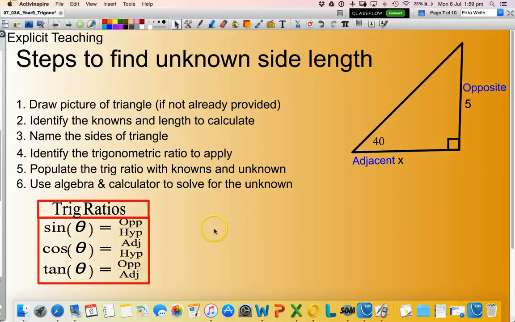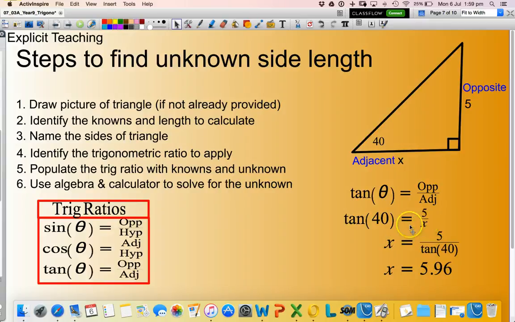So I write down that formula, the ratio. Then I put into that formula the values of my knowns and unknowns. So tan of my angle equals the value of my opposite divided by the value of my adjacent. Now, this time, notice I have the x down the bottom, so in the next step I'll be swapping these around when I go to solve that. So use algebra and a calculator to solve for the unknown. I have swapped the x and the tan of 40 around, and then I put the numbers in my calculator to get 5.96.